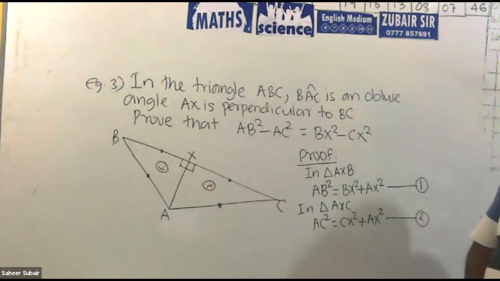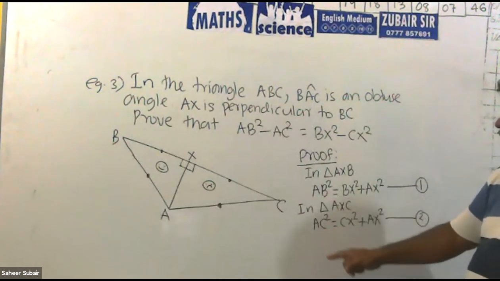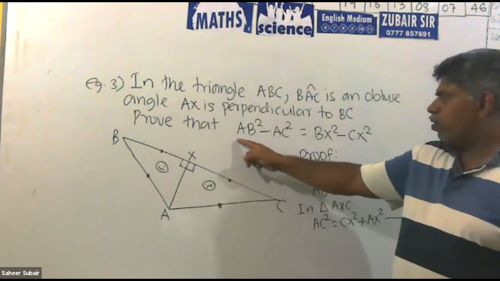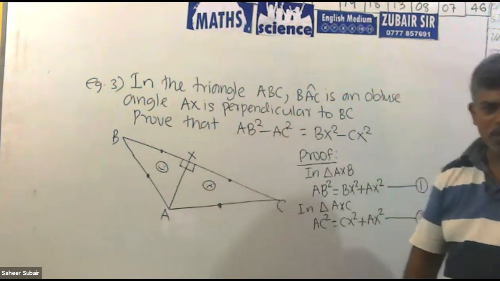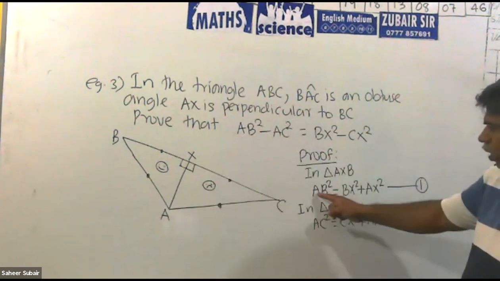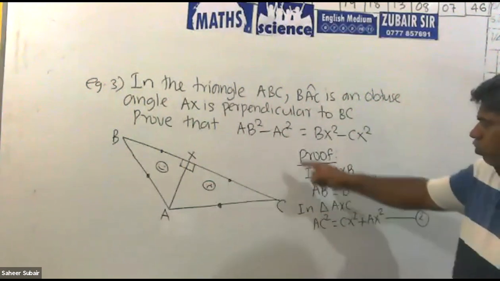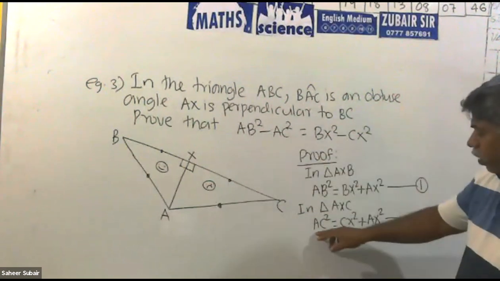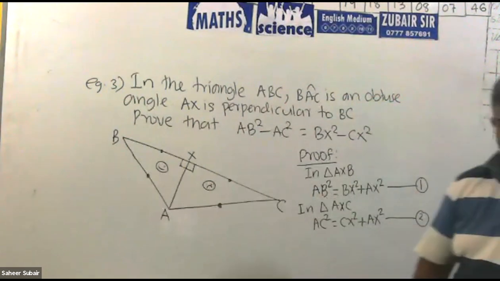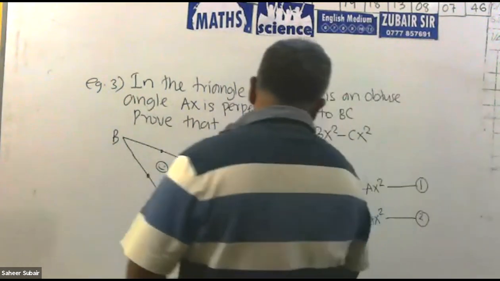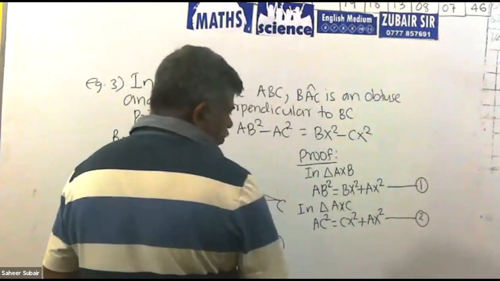Now we'll say AB squared is here, AC squared is here. In the problem, they want AB squared minus AC squared. So they have given minus. Then you have to subtract one from the other. AB squared minus AC squared. So you have to subtract the AC squared from this. That means the second one should be subtracted. So we'll subtract the second one from the first one.